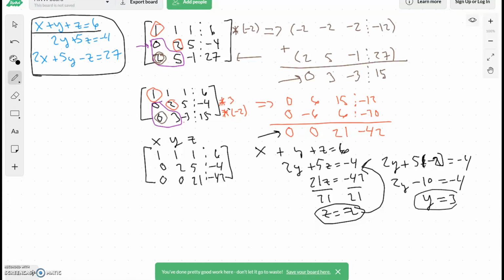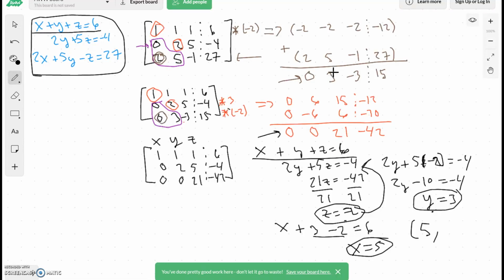Okay, and then once I plug in z, now that I know z and y, I can plug them into my last one, right? So now this is going to be x plus y, which is 3, plus z, which is -2, equals 6, right? This is just going to give me a 1. When I go ahead and subtract it over, I'm going to get x equals 5. So my complete solution is going to be 5, 3, -2.